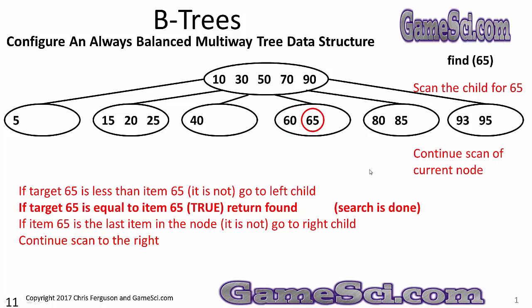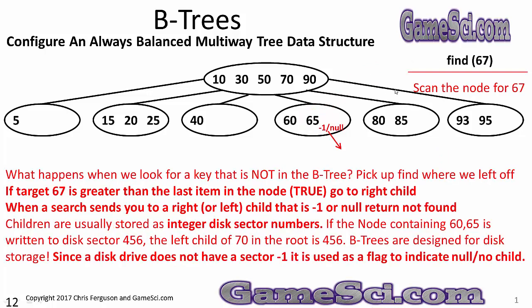Continue the scan of the current node. If the target 65 is less than the item 65, it is not. If the target 65 is equal to the item 65, that is a true statement. We have scanned this node and we have found what we are looking for. We need to return found. The search is done. The search can stop when what we're looking for, 65, matches what we're looking at in the tree, 65. Let's do a hypothetical.